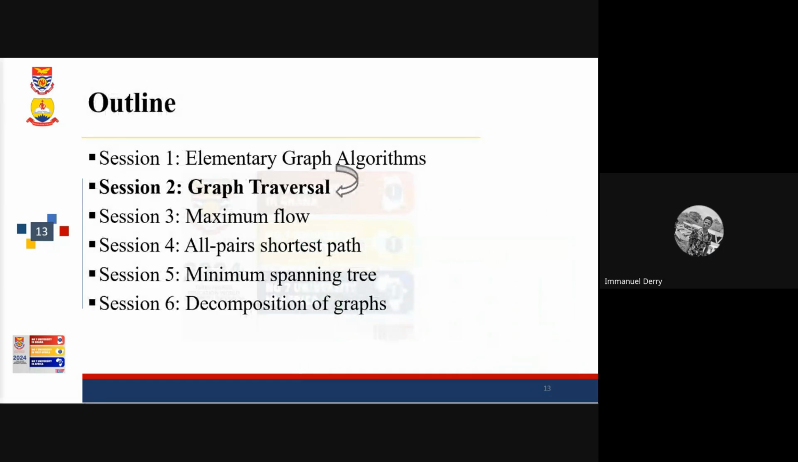All right, so let's talk about graph traversal. And when we talk about traversal, it basically means moving from one point to the other, either searching for a value or just moving through from the beginning to the end.